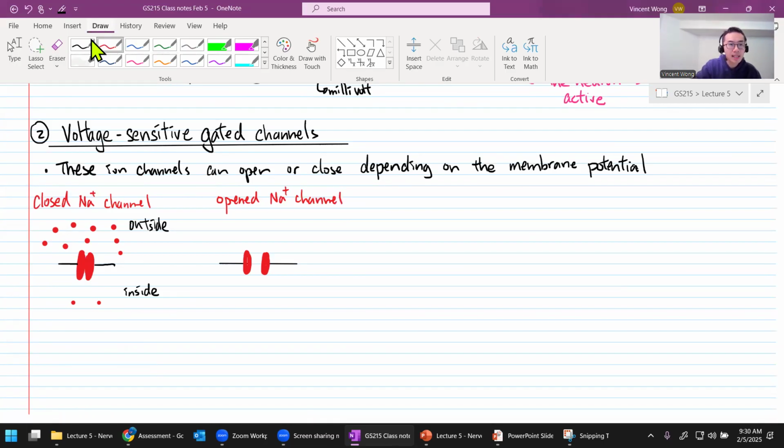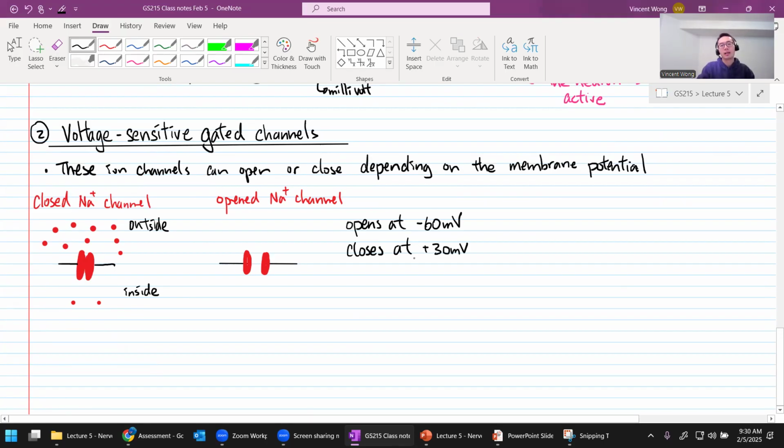Okay, so when does it open? Well, it opens at negative 60 millivolts, and then it closes at around positive 30 millivolts. Okay. Now, if you read this stuff online or watch some videos online, they might give you different numbers. I round the numbers to whole numbers to make it easier for you to remember. So I just don't want you to get confused.